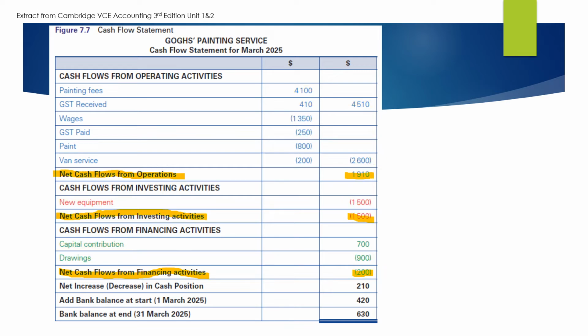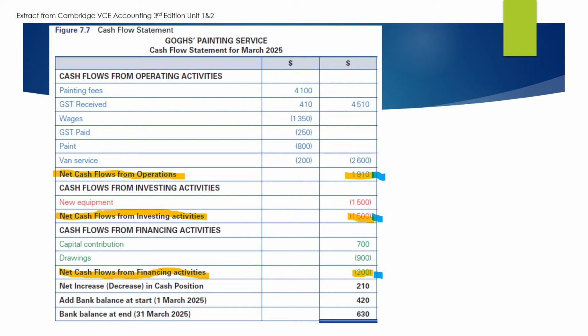Once we have calculated the net cash flows from all three categories, which were the operating, investing, and financing activities, we can now add up all these amounts to calculate the net increase or decrease in cash position. So we start off with the net cash flows from operations, which worked out to be a cash surplus of $1,910. This means that we had more cash inflows than cash outflows from operating activities. Then we had a cash deficit of $1,500 from investing activities, and we had another cash deficit of $200 from financing activities.